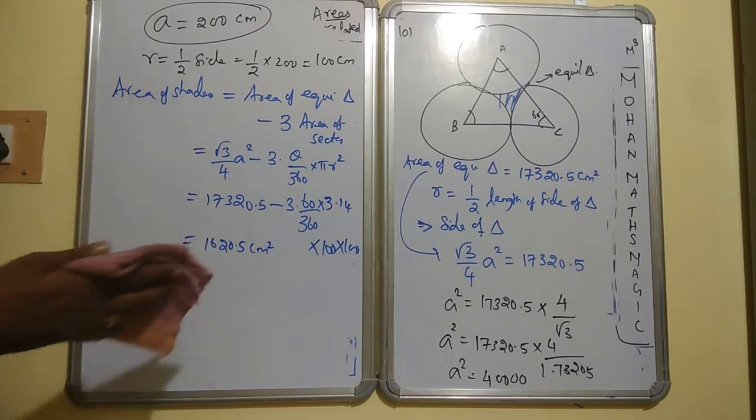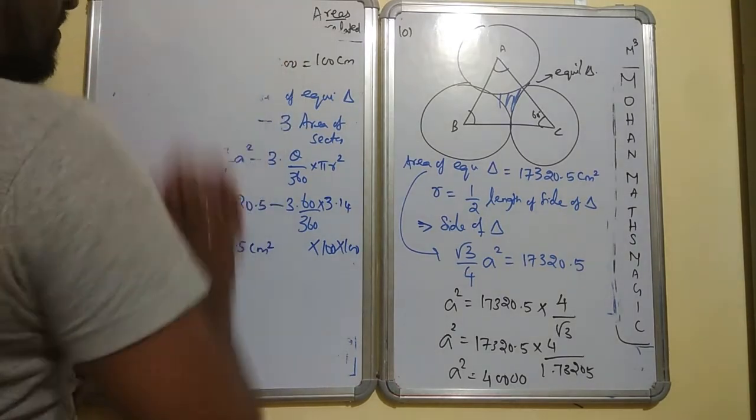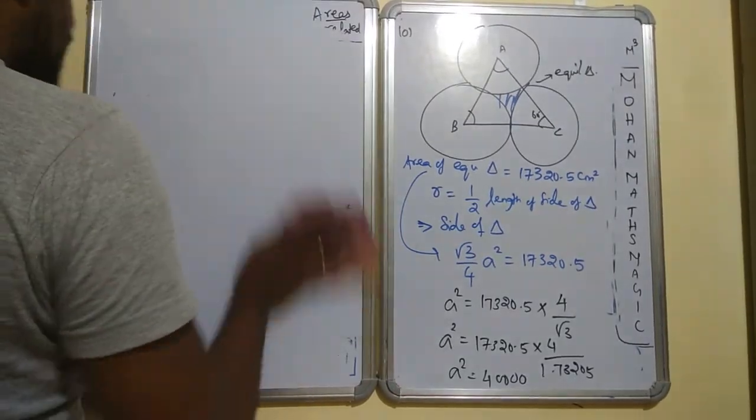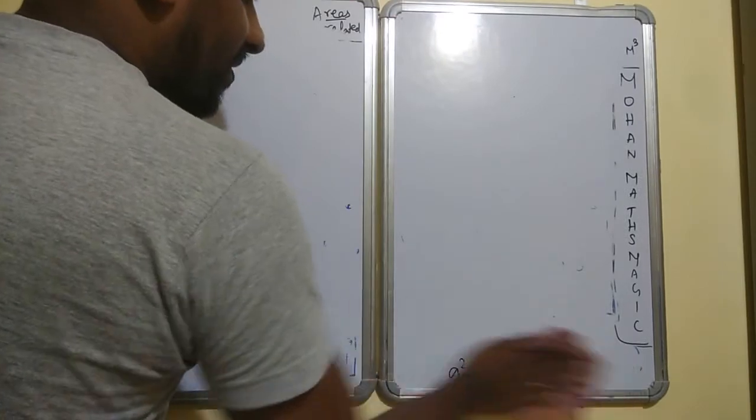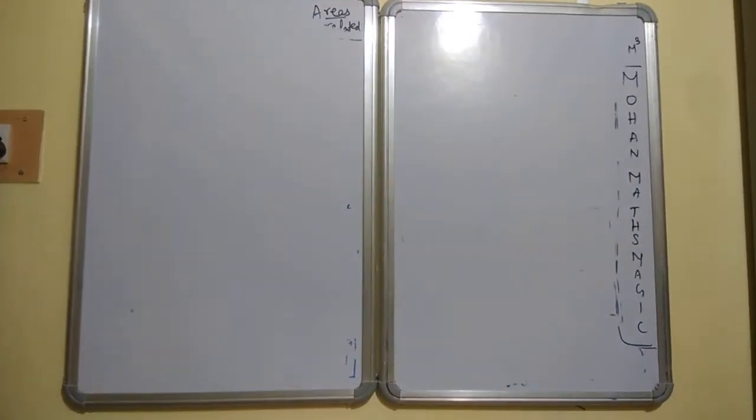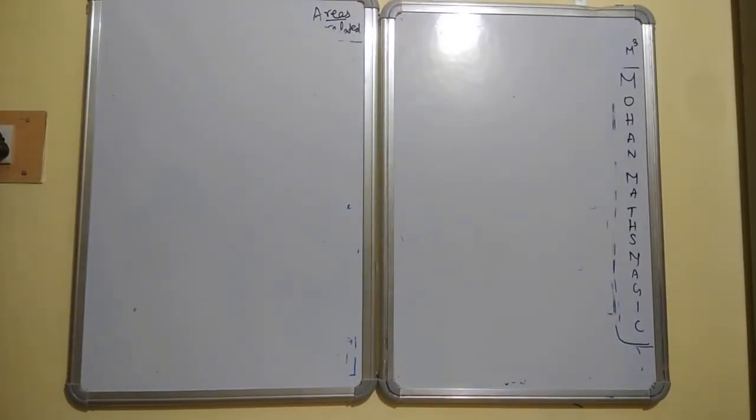Calculate slowly. I have given you the entire concept. Question number 10 completed. Question number 11. On a square handkerchief, 9 circular designs of radius 7 centimeter for each circle.